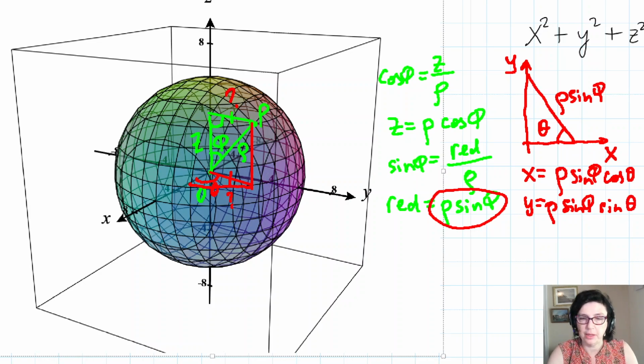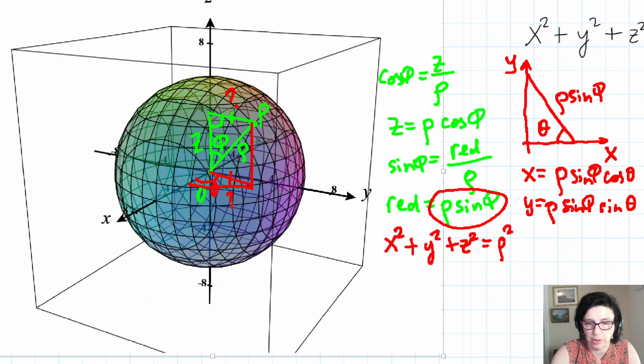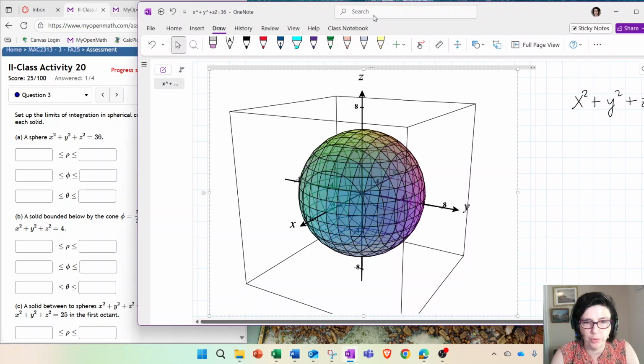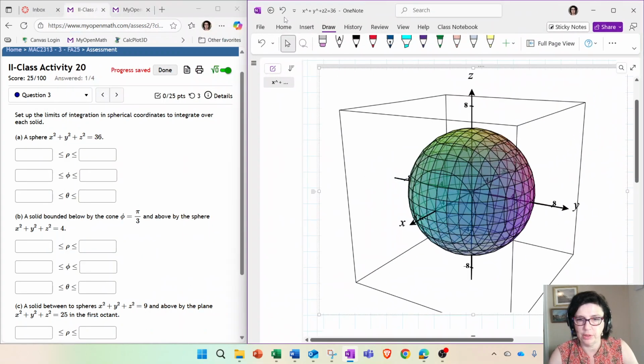Okay, that's the connection. Also, you can show, which I'm not going to show right now, that in spherical coordinates, x squared plus y squared plus z squared equals rho squared. So that's the connection. Okay, so now let's see if we can set up the limits. So first we're going to have the sphere and we want to set this up. So I'm going to have this next to what we're trying to set up here.